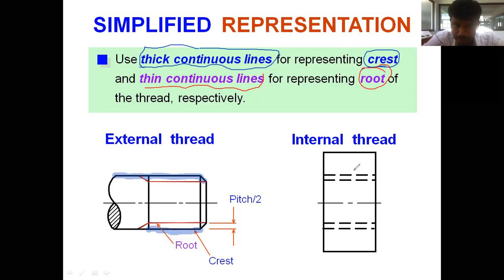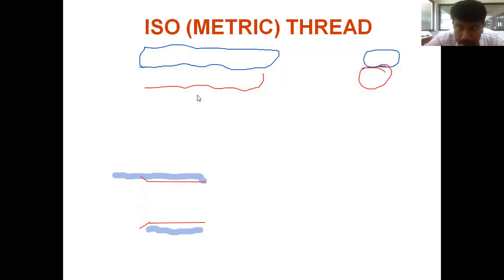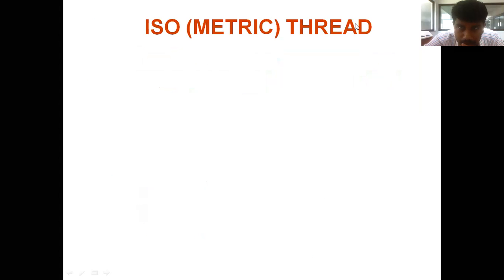So it will be showing over here. The crest is there, the pitch is there on both sides, pitch by 2. So this is the runout, thread runout, the end portion of the threads. Sectional views are being shown.